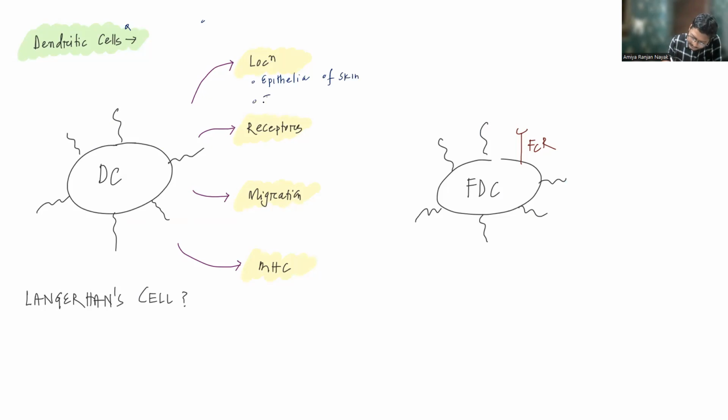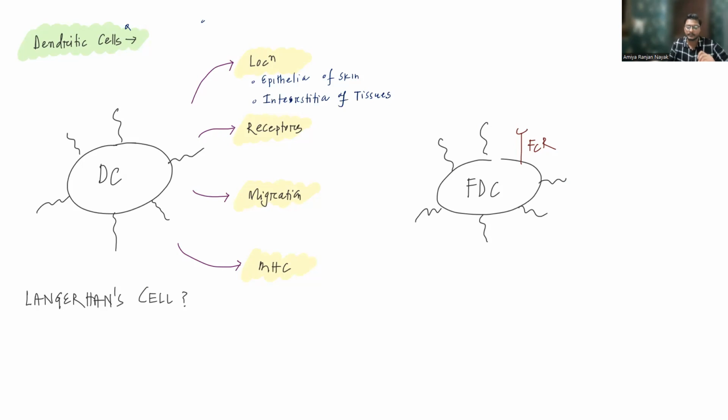And also they're present in the interstitia of tissues. Okay, so basically they're located in such areas where the antigens can be easily identified, or you can say the first contact of antigens can be made. Okay, so the first thing is about the location.